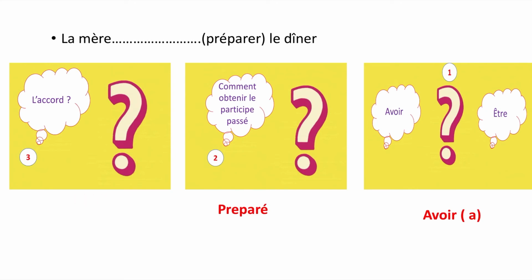The third question is about l'accord. Ask yourself, is there any accord? Here, no, there isn't any accord. Why? Because le verbe préparer takes avoir. So your sentence will be like this. La mère a préparé le dîner.